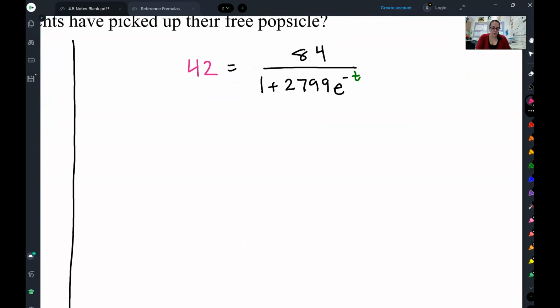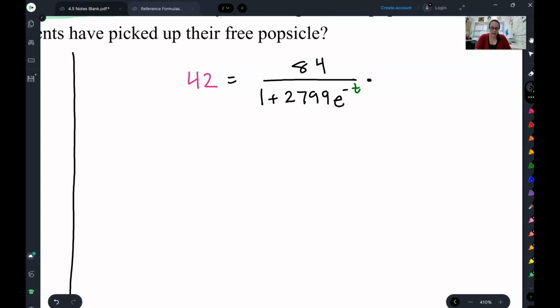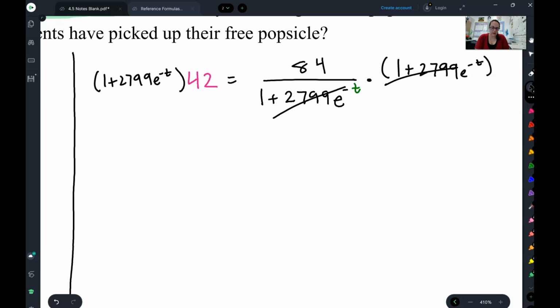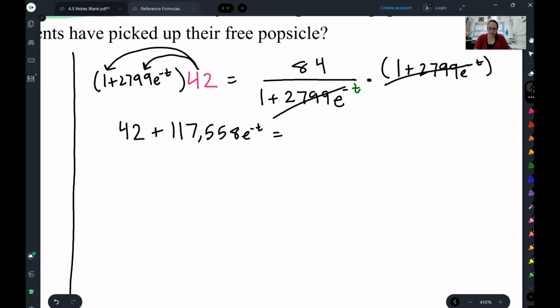So let's go through and solve this one together because it does look quite different from everything we've done before. Now, as per usual, we always times by the denominator first to get it out of the denominator. We don't like things down in the denominator. And this 42, I'm going to distribute. So 1 times 42 is 42. 2,799 times 42 is 117,558. And then I have my e to the negative t. And that all equals the 84 that's left.